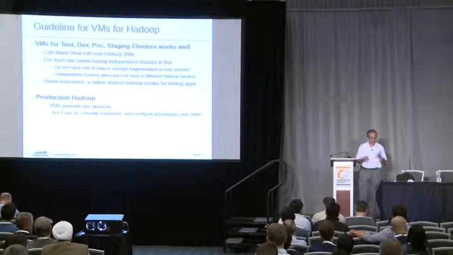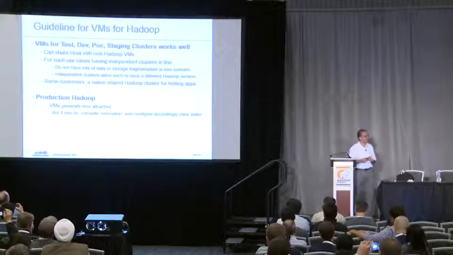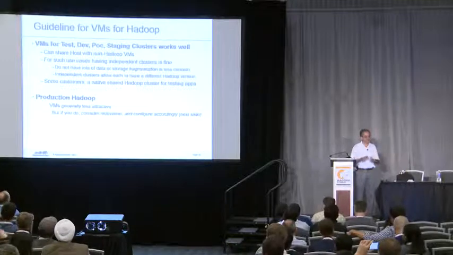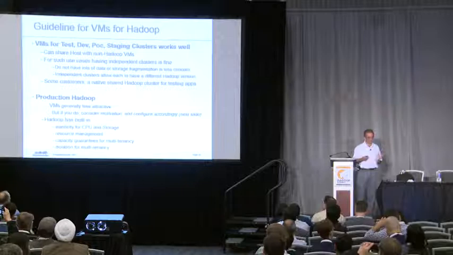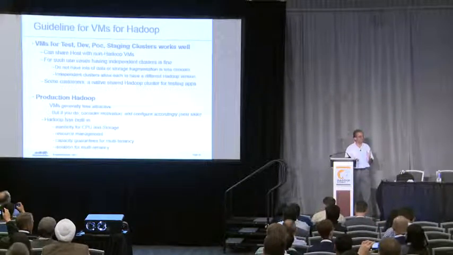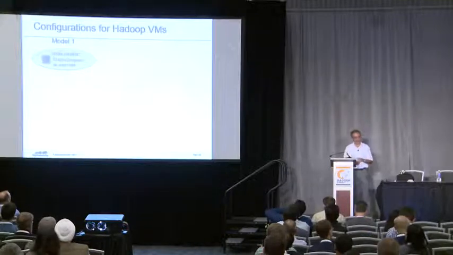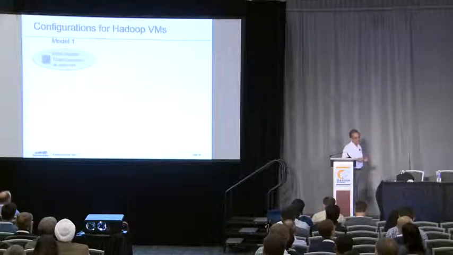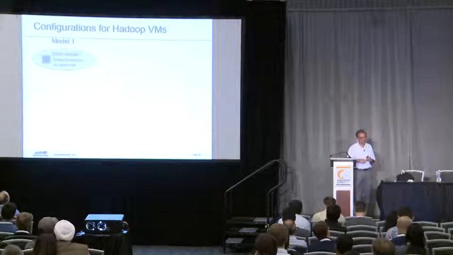Production clusters, VMs is generally less attractive unless you understand your motivation and configure accordingly. Some guidelines on the next slide. But remember, I'm repeating, Hadoop has built-in elasticity for CPU, storage, resource management, isolation, etc. So, guidelines for virtual machines. This is model one. You have a base cluster. You put the data node and compute node, which is the node manager in the case of Yarn, on the same VM. Do not separate them out.